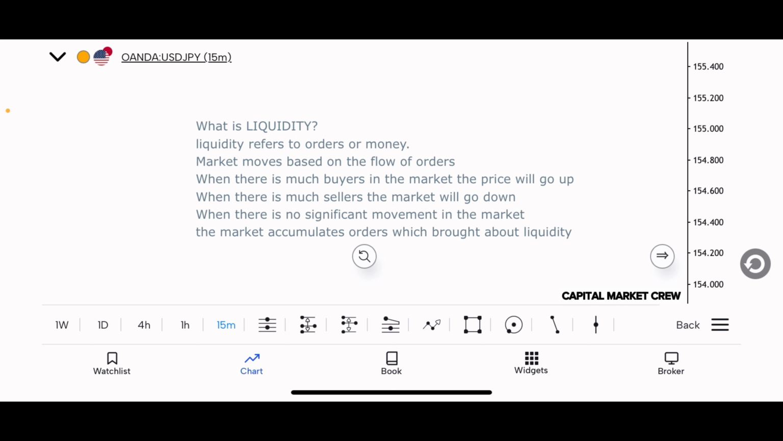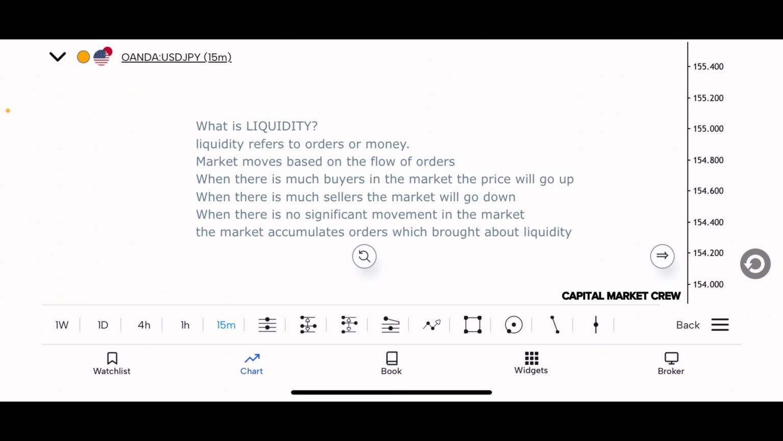So what is liquidity that we're talking about? Liquidity refers to orders on money. Market moves based on the flow of orders. As you all know, when there are more buyers in the market, it will go up, and when there are more sellers in the market, it will definitely come down. And when there is no significant movement in the market, it accumulates orders, which brings about liquidity.